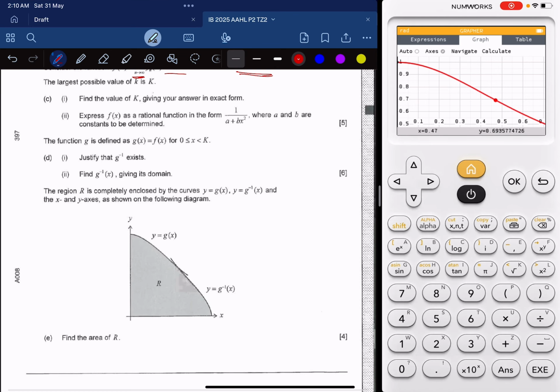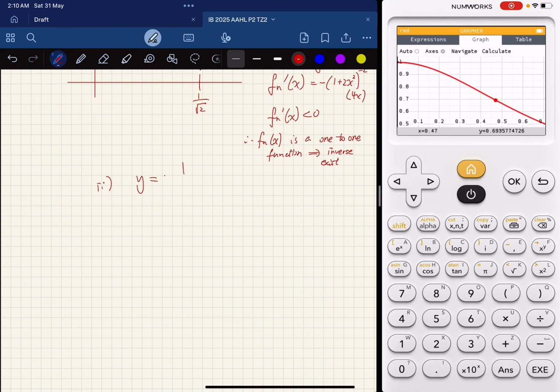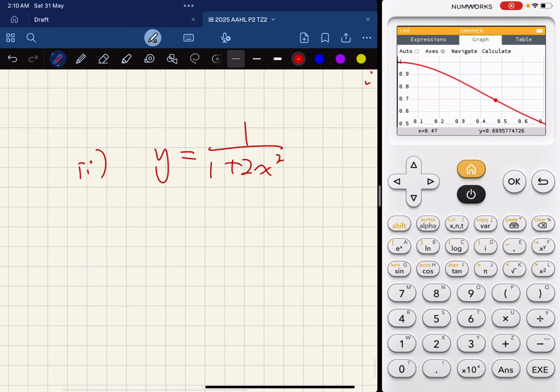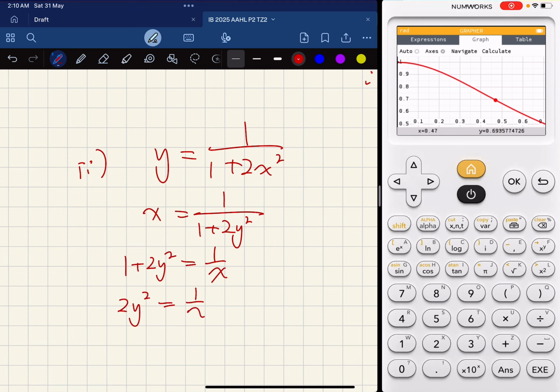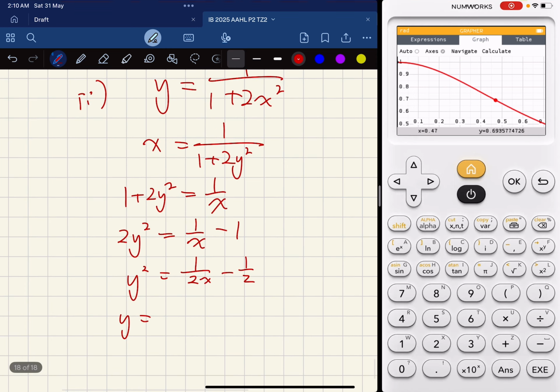So find g inverse. Okay, this is pretty easy. So find inverse, right? So y equals 1 over 1 plus 2x squared. Flip x and y, so I got this one. Okay, and then flip both sides as a denominator. So I got 1 over x, and 2y squared equals 1 over x minus 1. So divide everything by 2: 1 over 2x minus 1 over 2. Root both sides. So root this ugly thing.